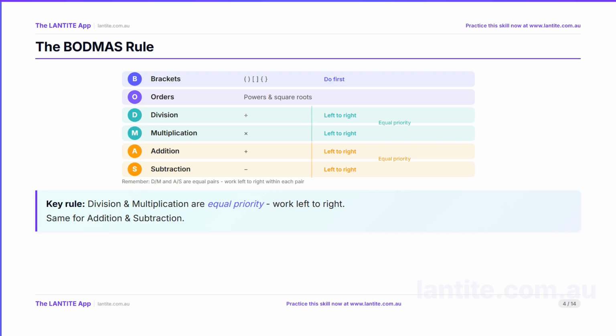BODMAS tells us the order in which to perform operations. B stands for brackets: always do what's inside brackets first. O stands for orders, which means powers and square roots. D and M stand for division and multiplication. These are done left to right, and they have equal priority. A and S stand for addition and subtraction, also done left to right with equal priority. A common mistake is thinking division always comes before multiplication, or addition before subtraction. They're actually equal. You just work left to right within each pair.